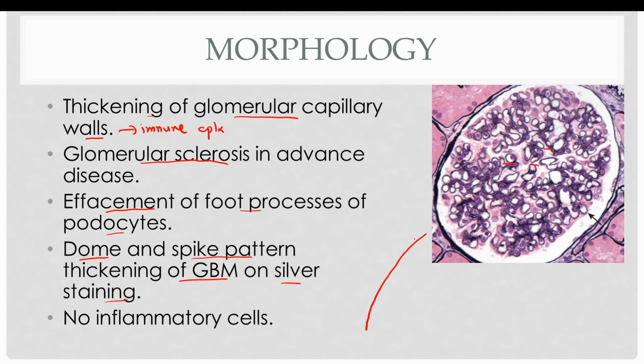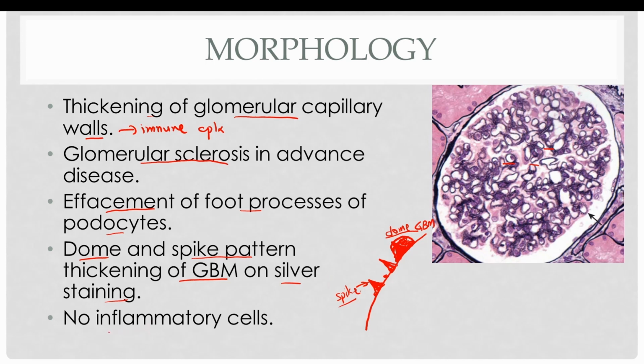So this is the glomerular basement membrane, and these are immune complexes deposited on the GBM. GBM material is laid down between the immune complexes, giving a spike-like thickness to the GBM. So these are the spikes. What happens over time is that this thickness increases and the spikes change into a dome-like appearance, embedding the immune complexes within them. So these spikes and domes appear protruding from the GBM. So this is a dome and this is a spike. This dome and spike pattern thickening of GBM is only seen on silver staining.